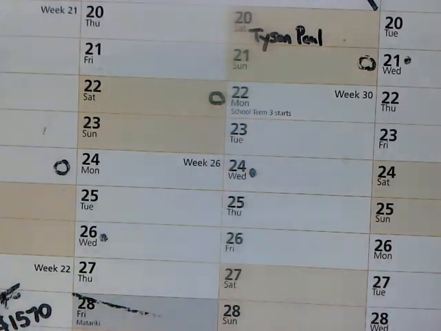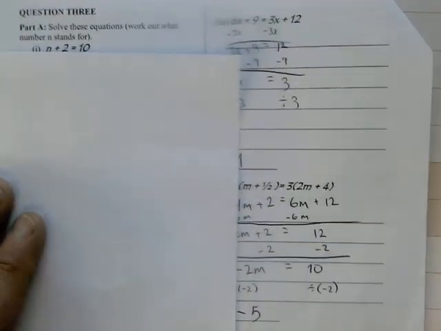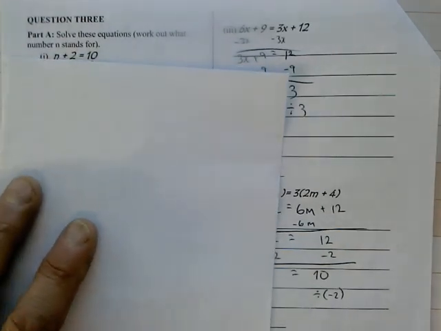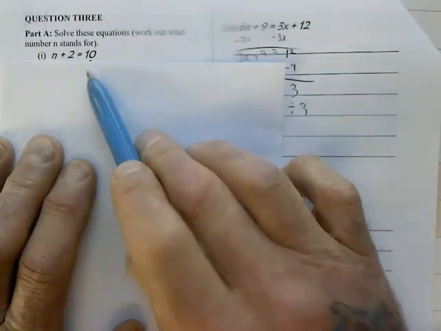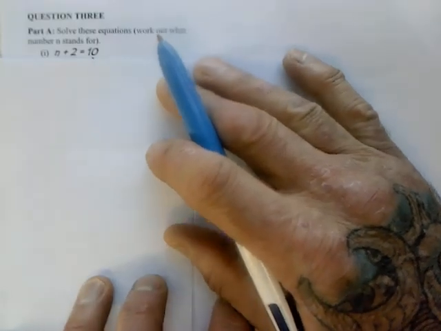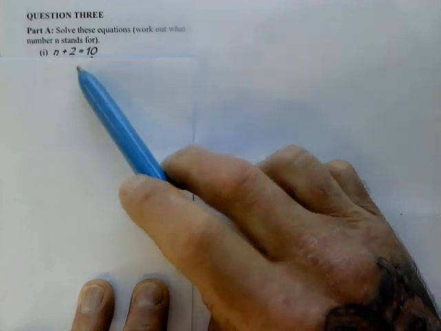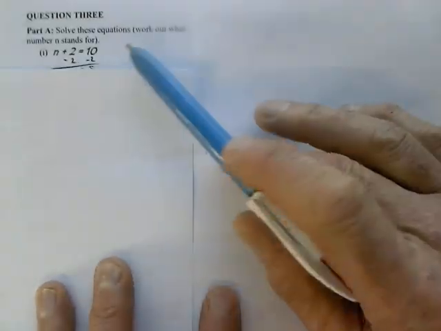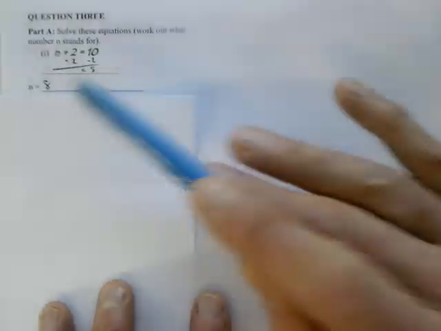On to page 4. Now we're getting into solving equations, working out what n stands for. n plus 2 is 10. We're going to be using our inverse operations to isolate the variable, or the letter. If I want to get the n by itself, and there is a plus 2 in the way, I'll minus 2 from both sides. 10 minus 2 gives 8, n is 8.